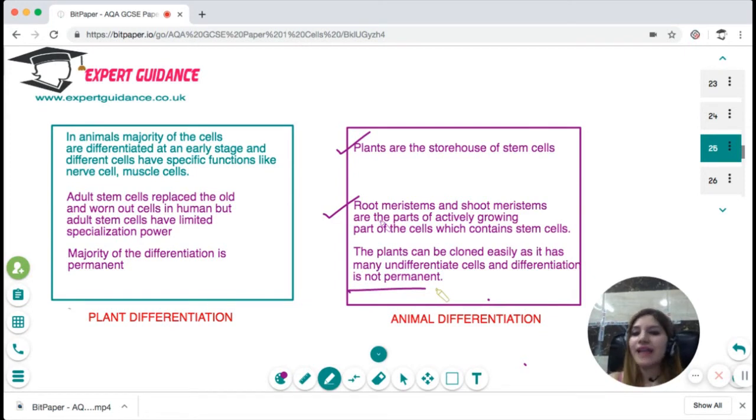Okay. Now in animals, the majority of the cells are differentiated at a very early stage. In plants, they get differentiated at a very late stage. In animals, they are already specialized to form a nerve cell or a muscle cell. Now, adult cells replace the old and worn out cells in humans, but they have limited regeneration and specialization power. And as the majority of the differentiation is permanent, the cloning of animals is difficult. So this is what happens in animal differentiation, and this is plant differentiation.